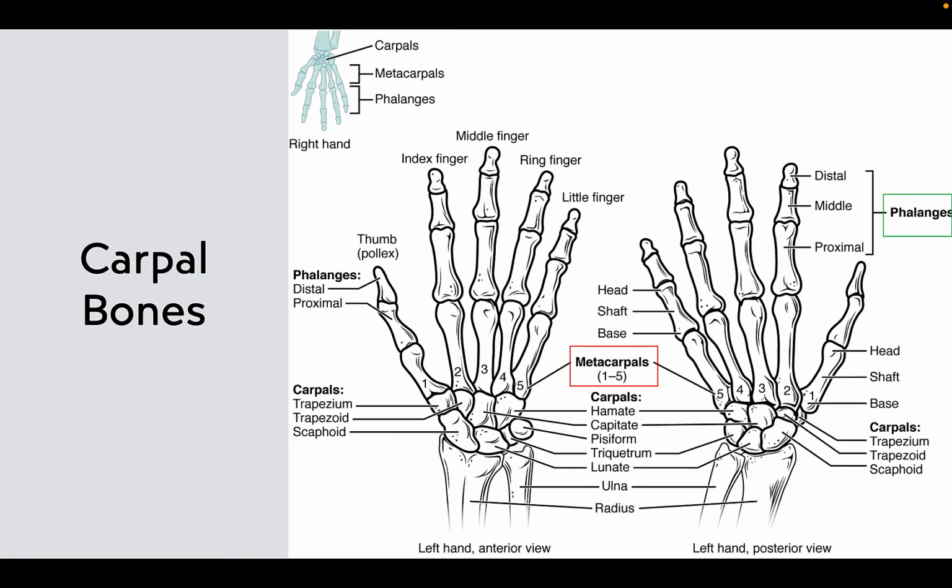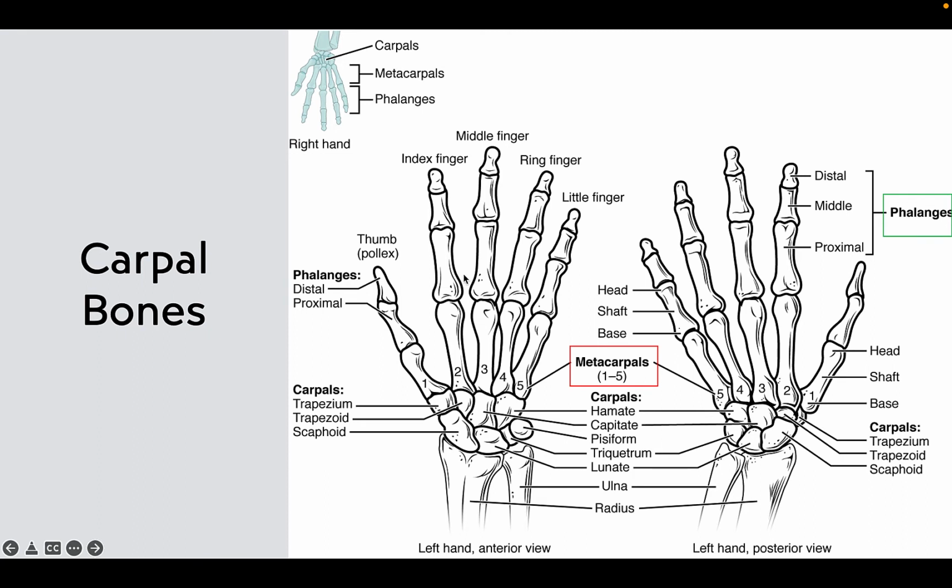Next we have the hand bones. There's actually a lot that are relatively complicated, but you don't need to know them. You simply need to understand that there are these metacarpals, 1 through 5, and then we have phalanges. So you need to understand what part is going to be distal versus proximal. Make sure you're paying attention to what you're looking at here.